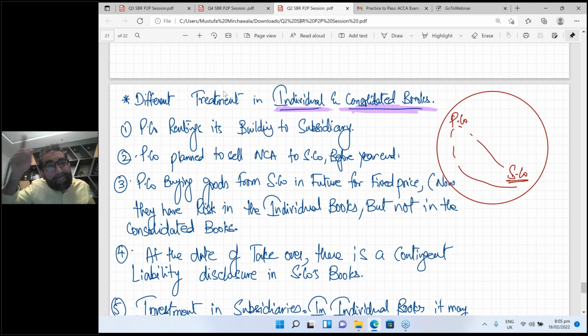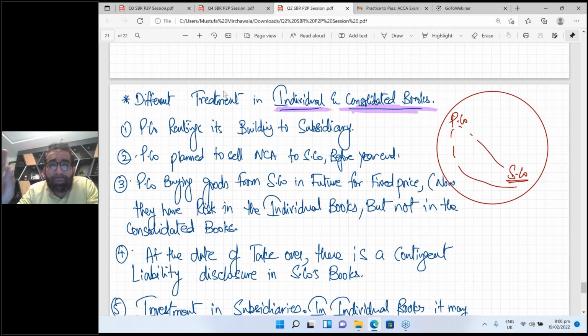But now come to the consolidated books, a single unit. Just think, parent company selling to S company, that means within the group. So within the group it's not a sale. That means this asset will be used within the group continuously. So for the group accounting purpose still IAS 16 will be applied.